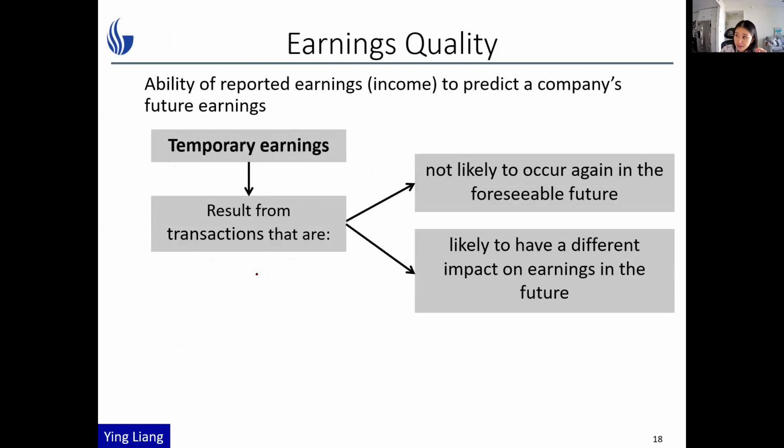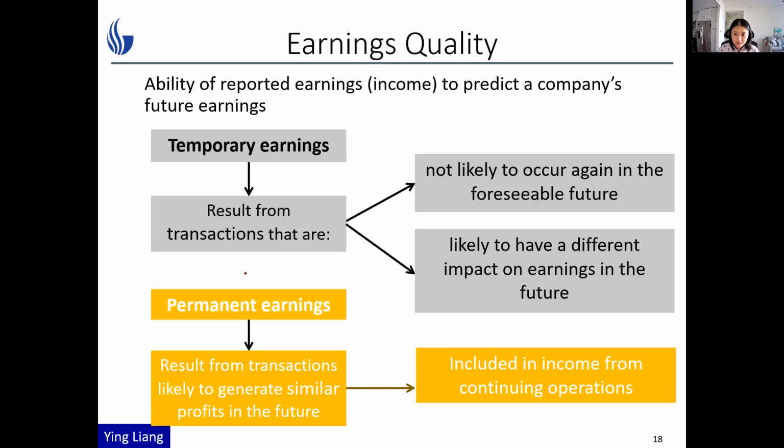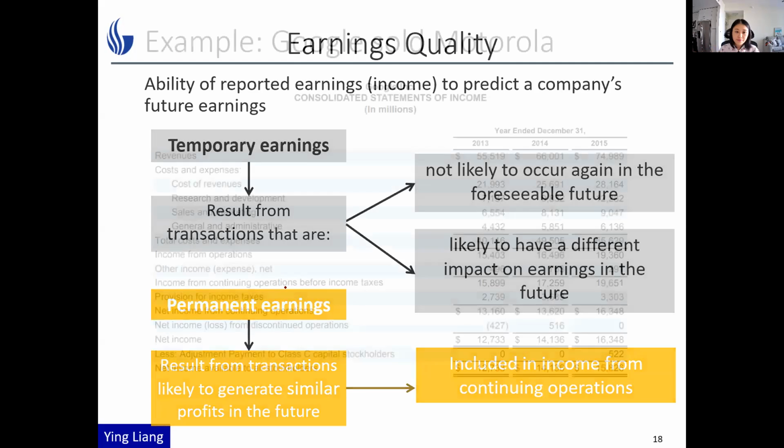The temporary earnings effects result from transactions that are not likely to occur again in the foreseeable future, and they are likely to have a different impact on earnings in the future. While the permanent earnings, the ones I want to focus on, relate to operations that are expected to generate similar profits in the future, and they should be included in the income from continuing operations.